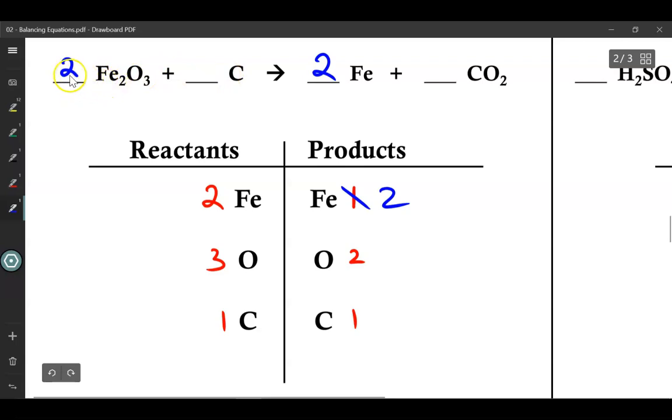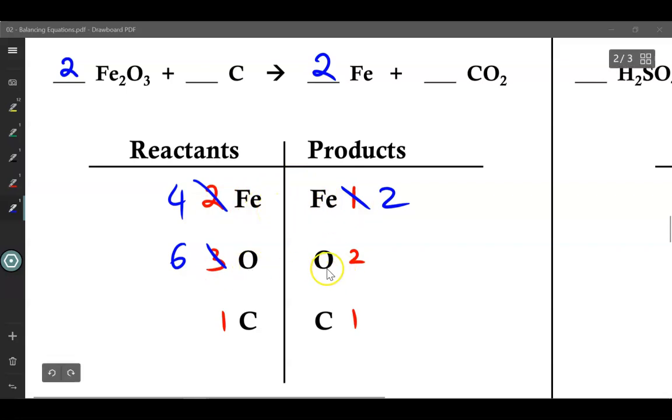Now how many irons do I have? 2 times 2 is 4. So I have 4 irons. And now I have 2 times 3, 6 oxygens. Now I've messed up my irons. They're no longer balanced. No big deal. Things usually look their ugliest just before the equations balance out.